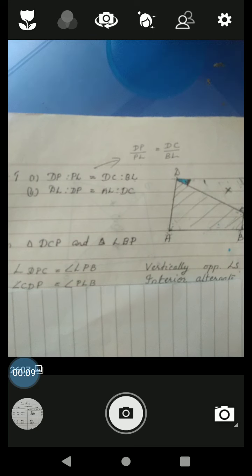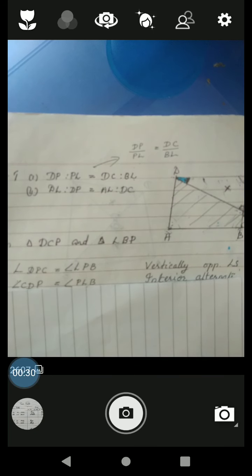In the previous class, we discussed similar triangles, the properties of similar triangles, and the postulates of similar triangles. Three postulates are there. Which are they? AA postulate, SAS postulate, and SSS postulate.